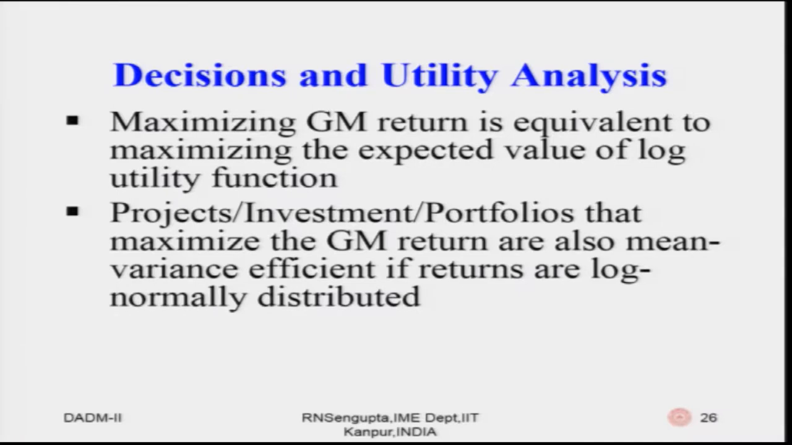Projects, investment, portfolio decisions that maximize the geometric mean returns, this is the second bullet point, are also mean variance efficient if returns are log normally distributed. So, if you are considering the mean variance concept which is efficient, and if the distributions are log normally distributed, then the decision which you take using the geometric mean would also mean that you are considering the mean variance efficient frontier, and decisions are taken where you maximize the geometric mean or take the mean variance efficient concept, and rank them accordingly, provided the returns are log normally distributed. No other distributions will we consider here for the ranking.